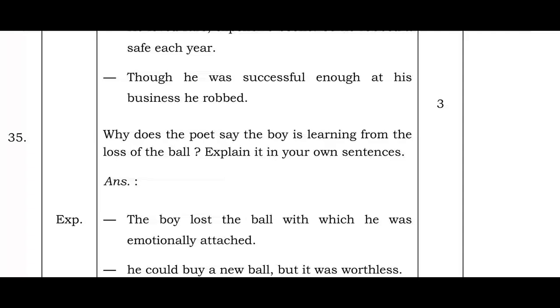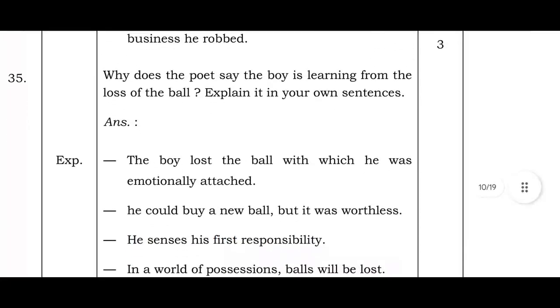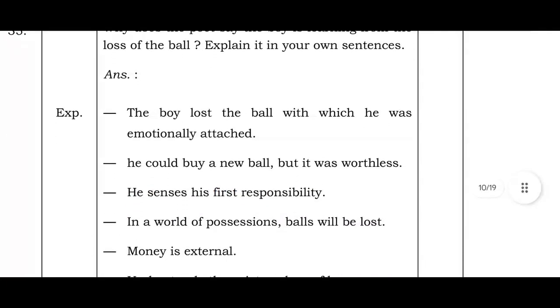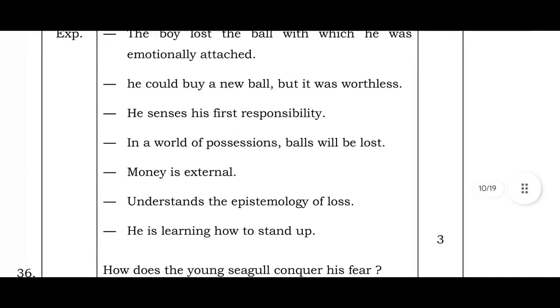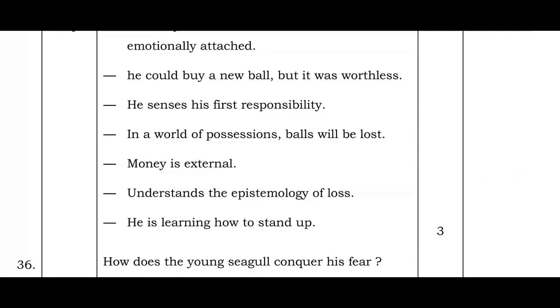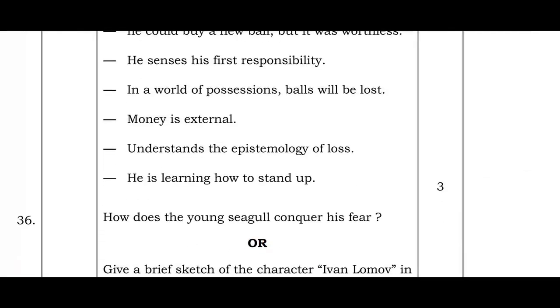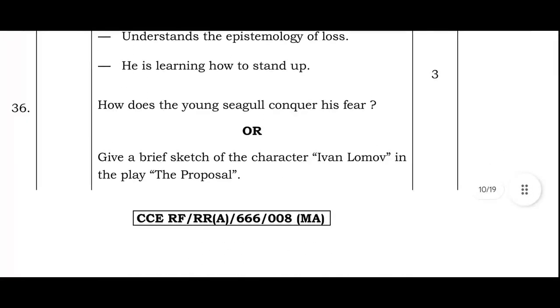Why does the poet say that the boy is learning from the loss of the ball? Explain it in your own sentences. The boy lost the ball to which he was emotionally attached. He could buy a new ball, but it would be worthless. He senses his first responsibility. In a world of possessions, balls will be lost. Money is external; he understands the epistemology of loss. He is learning how to stand up.